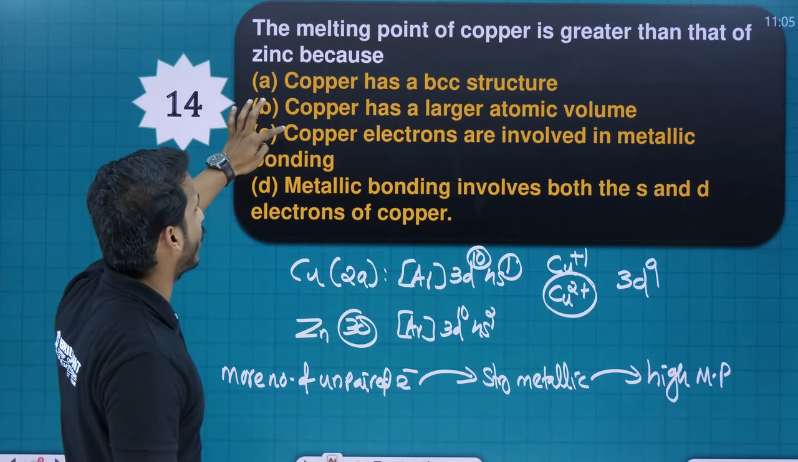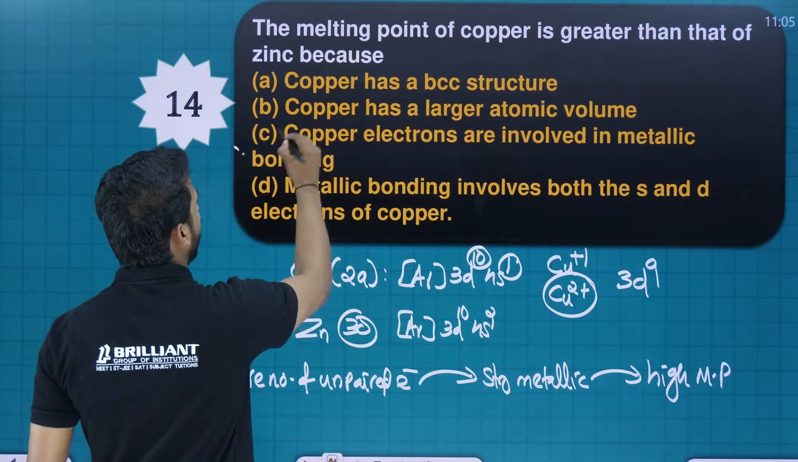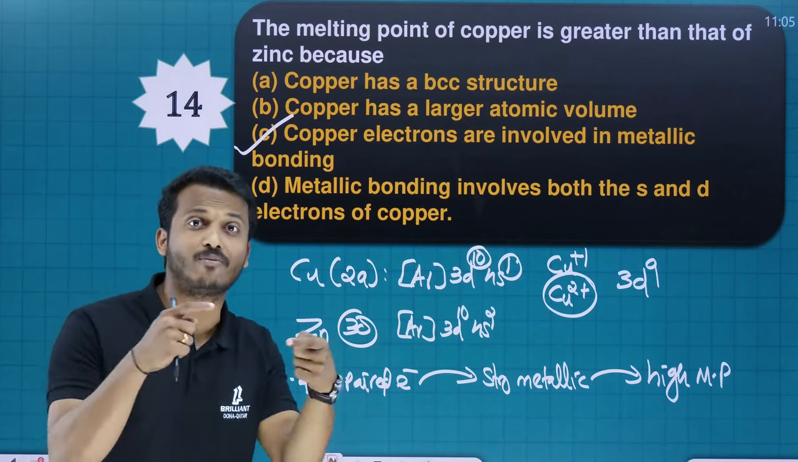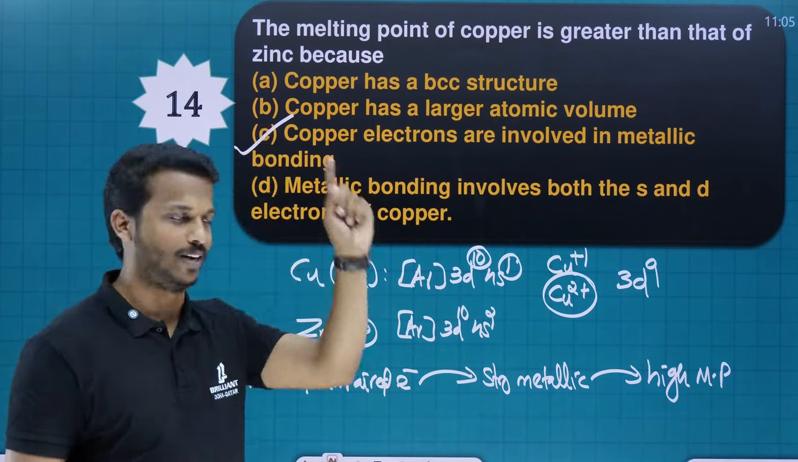Copper electrons are involved in metallic bonding. The stronger the metallic bond, the higher the melting point.